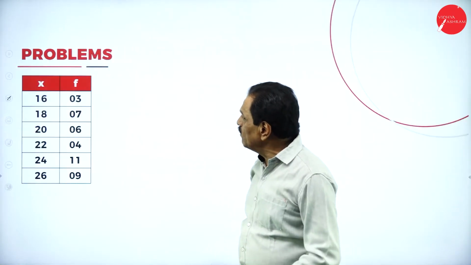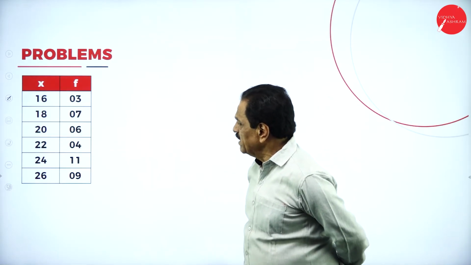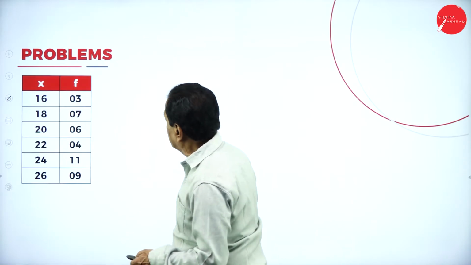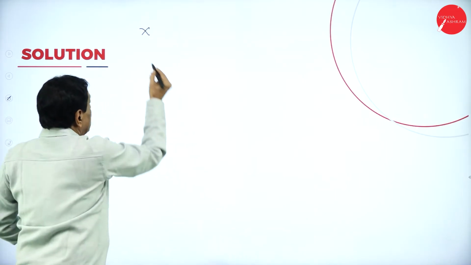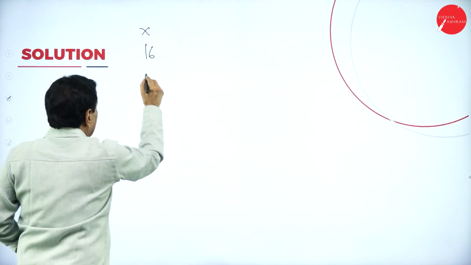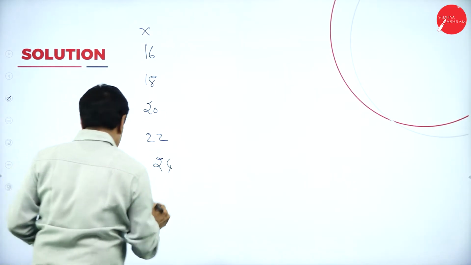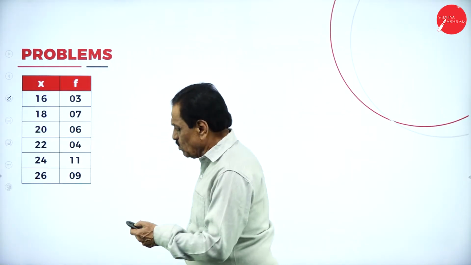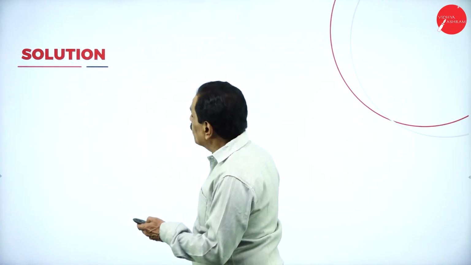We'll move on to the next problem now. Your problem is like this. We'll move on to the problem. x is 16, 18, 20, 22, 24, 26. Here we can write x: 16, 18, 20, 22, 24, 26. Then, what's your frequency?